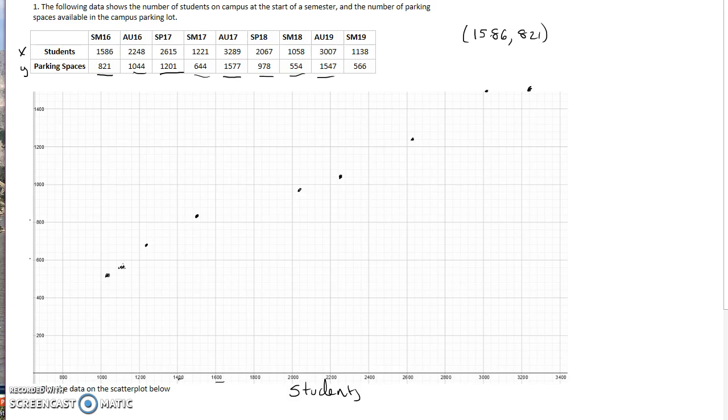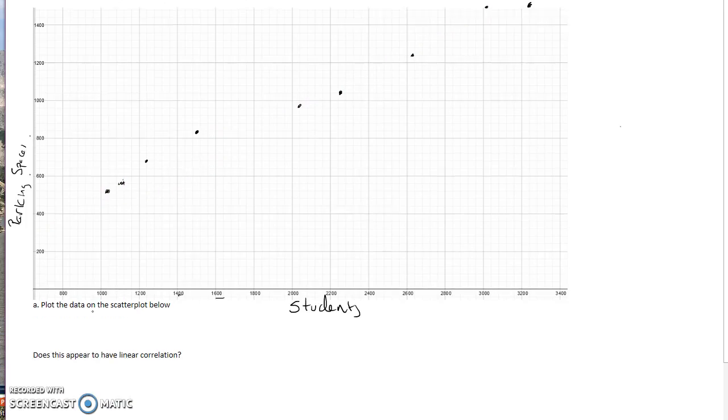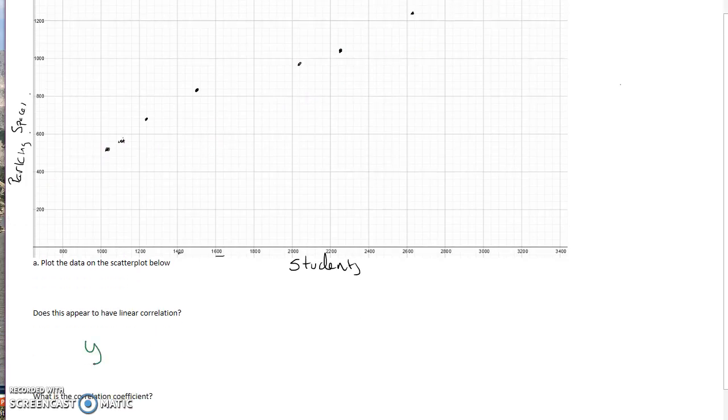So, I'm actually going to label this y-axis as well. Let's label that parking spaces. All right. Now, the next question says, does this appear to have linear correlation? What that means is, does it appear like a line could be graphed to start to track this information? And when you take a look, it looks pretty linear, right? Not exactly, but pretty linear. So, does this appear to have linear correlation? We are going to say yes.